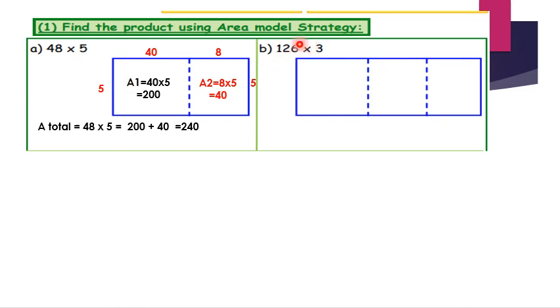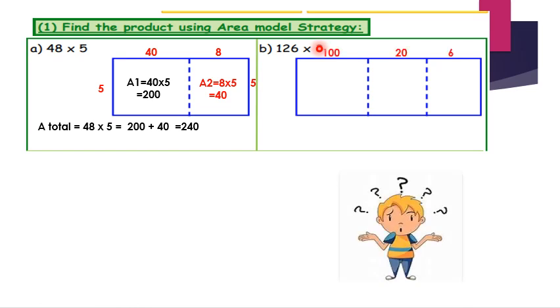Let's see example number B. 126 by 3. So I will distribute 126 to be 120 and 6. What about the width? It will be 3. Now I have 3 rectangles, so area 1 should be 100 by 3, which is 300. Area 2 will be 20 by 3, which is 60.